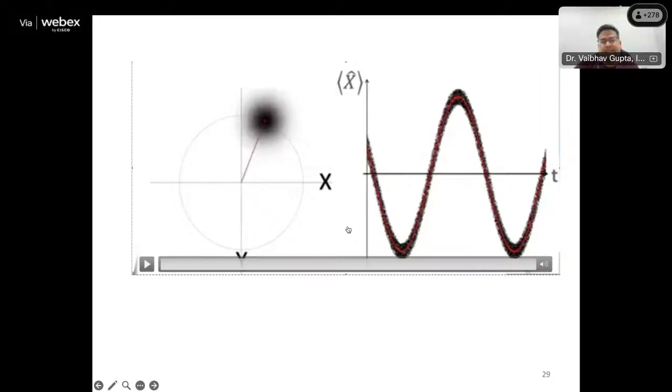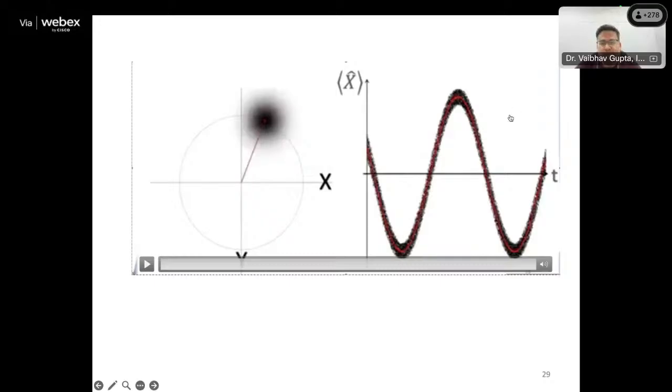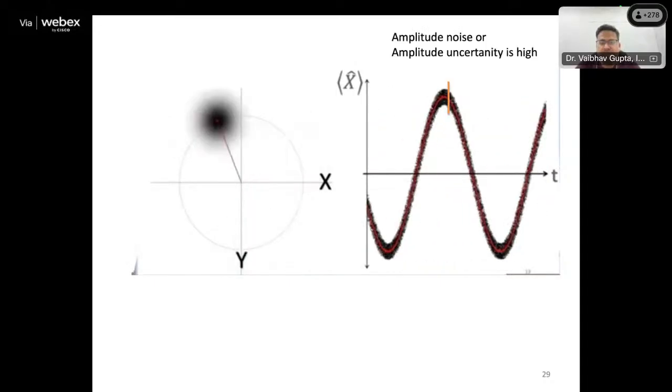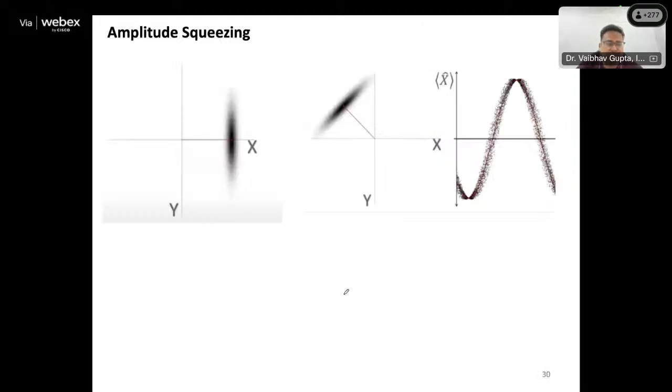So that is about amplitude and phase of a wave: the amplitude is not certain and the phase is also not certain. So there will always be some uncertainty, this is the amplitude noise, that you cannot calculate amplitude precisely. And similarly in terms of phase, you don't know where the particle is at this location, whether it's here, here, or here. So in both cases you have uncertainty.